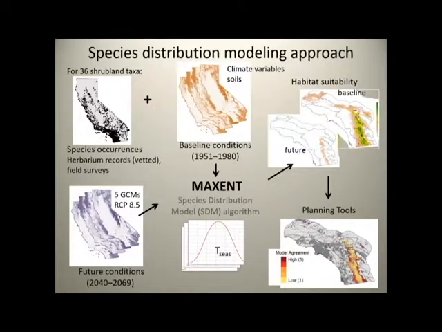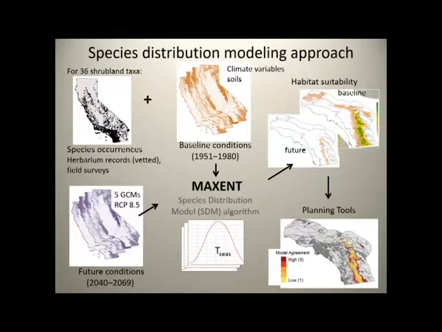So anyway, just getting back to what we're doing, because I didn't do that. Aaron ran these species distribution models on 36 of our shrubland taxa from lower elevation chaparral, 44 taxa total, where we're relating the species occurrences, based on herbarium and survey data, to climate variables and soil variables to project a baseline habitat suitability, based on a range of years of 1951 to 1980, compared to projections into the future based on 5 different climate scenarios.